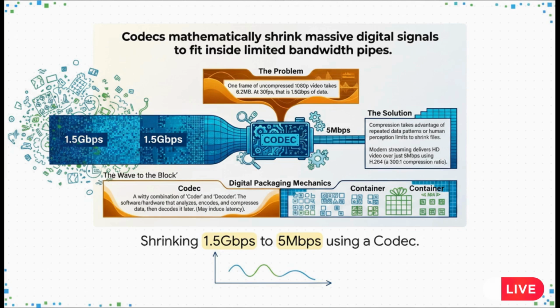Once compressed, it gets packaged into a specific file container, like an MP4 or an AVI, for seamless streaming across the internet. It basically works by finding repeated data patterns and saying, hey, I don't need to send the exact same blue pixel 5,000 times. I'll just send the code that says, make this whole block blue.